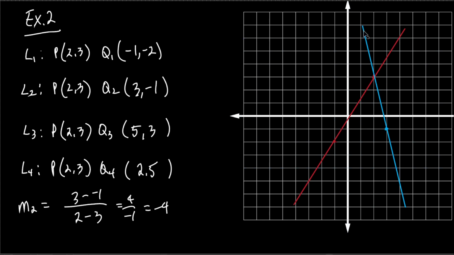Look, it's negative. Which way is it going? It's going down. From left to right, it's going down. What's the red one doing? It's going up because it's positive. Do you see that? That's pretty important. All right, let's do the third line.